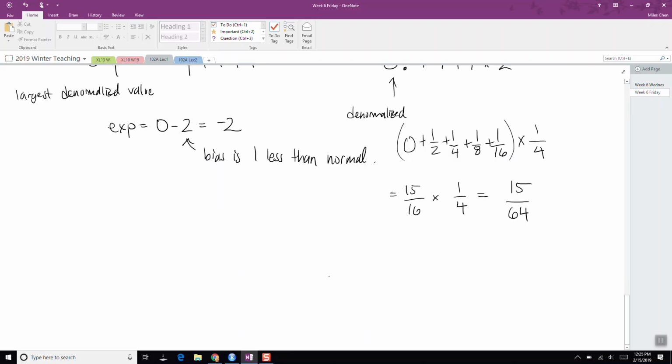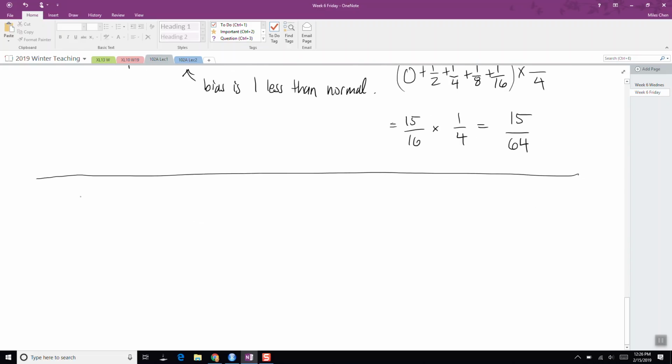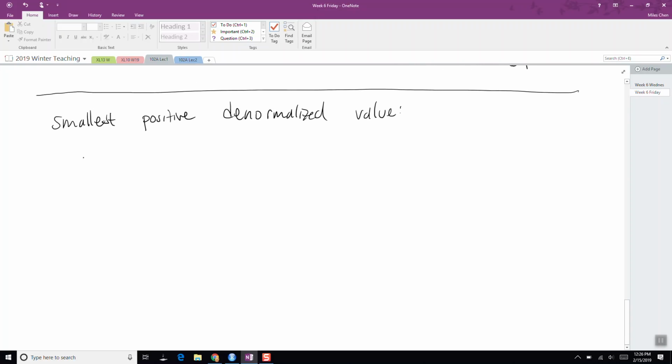Okay. So let's talk about what is the smallest positive value I can represent that's denormalized, right? Smallest positive denormalized value. It's going to be 0. What will my exponent be? 0, 0, 0. And what will my mantissa bits be? 0, 0, 0, 1.